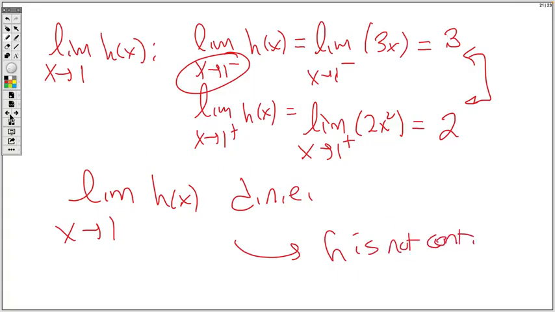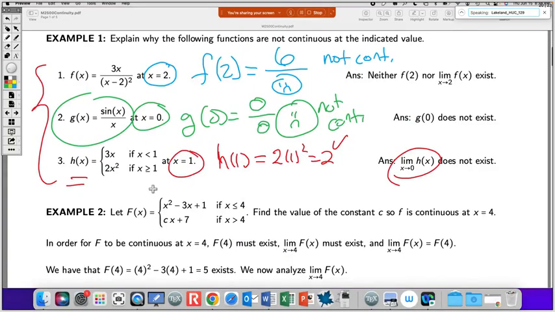Okay? So we have the 3 different cases here. Number 1, neither function value nor the limit exists. Number 2, the function value doesn't exist, but the limit does. And number 3, the function value exists, but the limit what? Does not. So those are all the different combinations of how a function cannot be continuous.